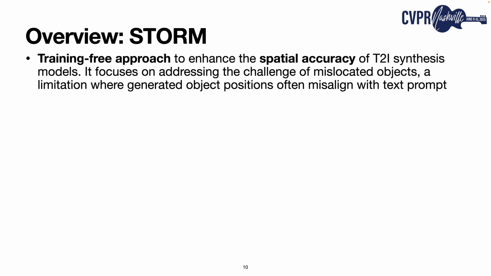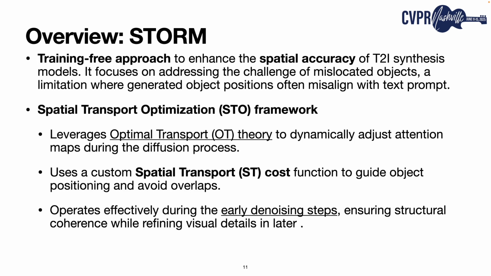Now we provide an overview of STORM, a training-free approach to enhance spatial accuracy in T2I synthesis, addressing the misalignment of generated object positions with text prompts. We introduce the Spatial Transport Optimization framework, which leverages OT theory to dynamically adjust attention maps during the denoising process, with a customized spatial transport cost to guide positioning and prevent overlaps. It operates effectively during the early denoising steps, maintaining structural coherence while refining visual details in later steps. By integrating these techniques, STORM improves spatial alignment, ensuring outputs align more accurately with text prompts. Let me take you through a detailed breakdown of our method.